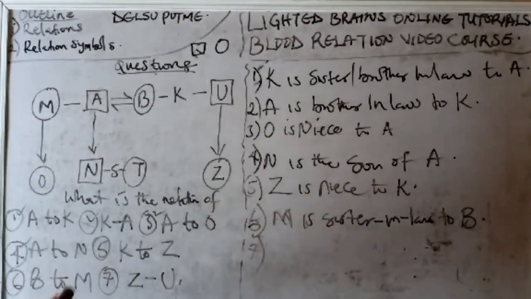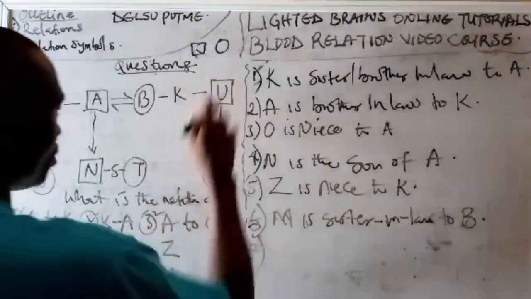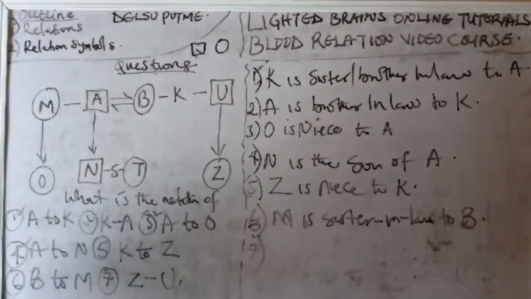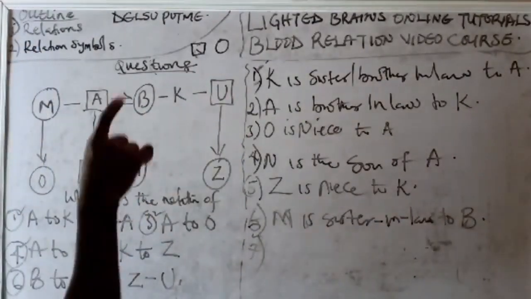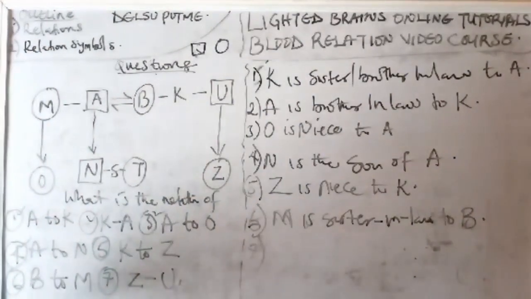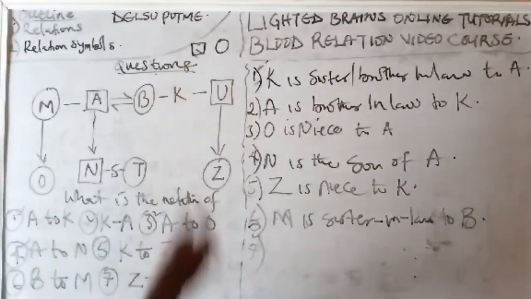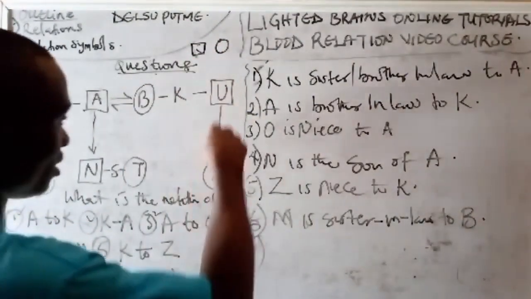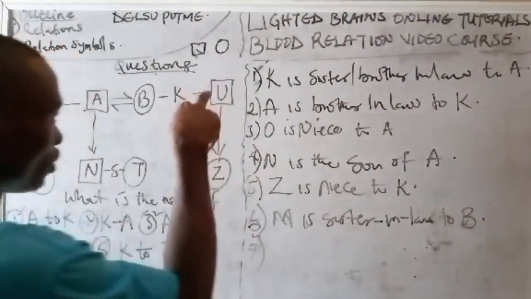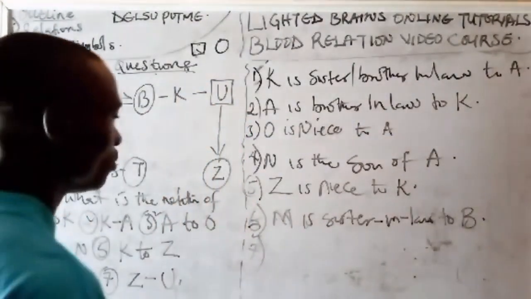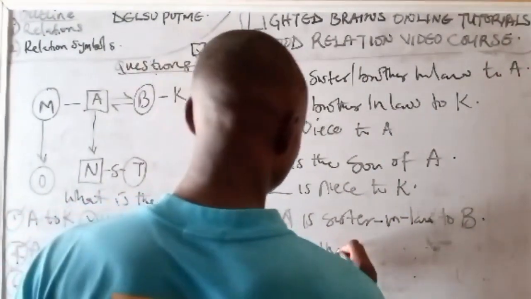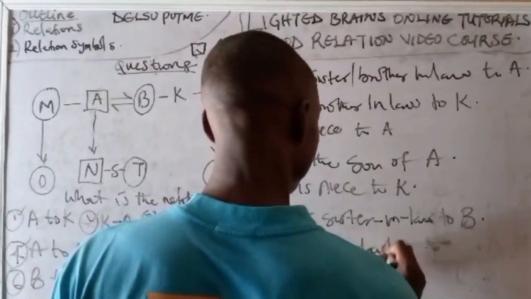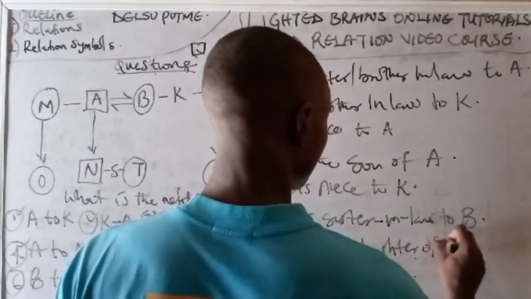So we have 7, and number 7 here is Z to U. What is the relation of Z to U? We can say that it is the relation of U to Z. It means that U is the father of Z. Do you understand? Because here Z is the daughter of U. Do you get? So U is the father of Z.